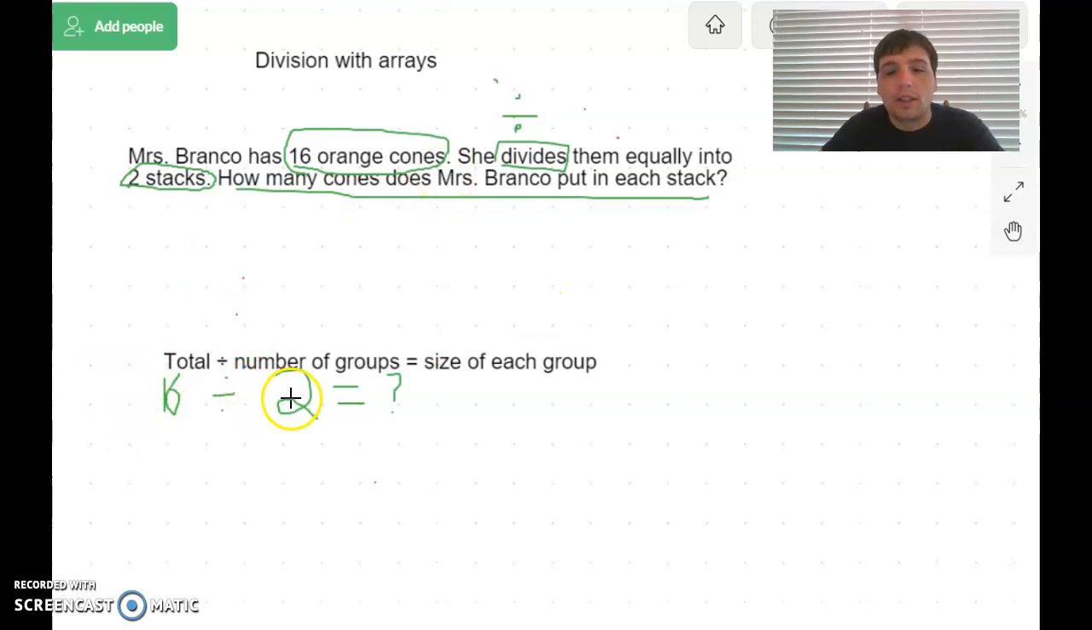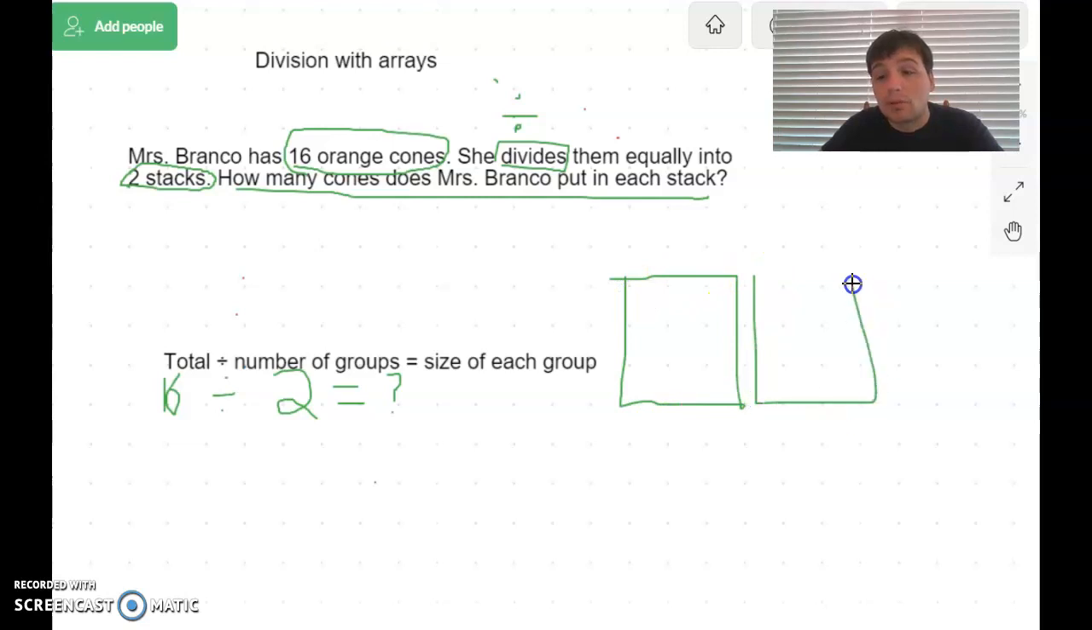So let's take this apart. I know I have 16 total in 2 groups. So I'm just going to make my 2 groups. Here's one group right here. Here's the second group right here. I need to count all the way to 16. If you want to draw cones, you can draw little cones. 1 cone, 2, 3, 4, 5, 6, 7, 8, 9, 10, 11, 12, 13, 14, 15, 16. And I stop because I reached my total.